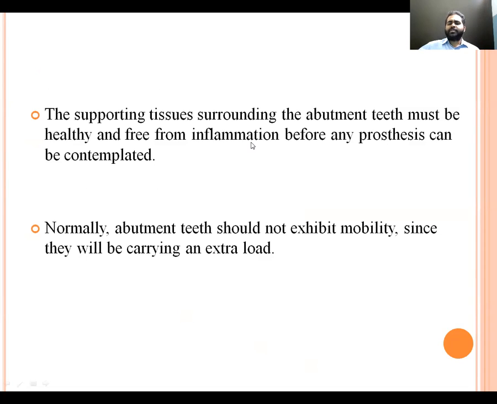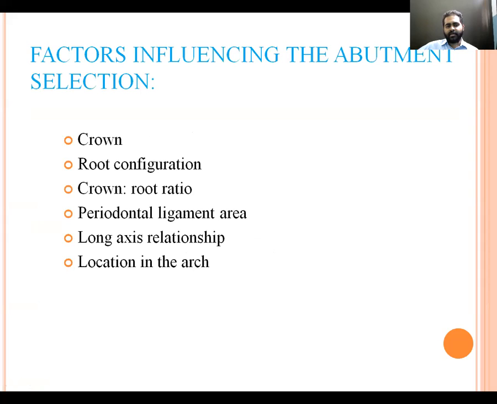The supporting tissues and the structure of the abutment teeth must be healthy and free from any inflammation before you plan for the prosthesis. We make sure that the surrounding tissues, the gingival tissue, are free from inflammation and have a healthy structure around them. When we go for the abutment teeth, they should not have any mobility. If it is there, we should not take the mobile tooth as an abutment.